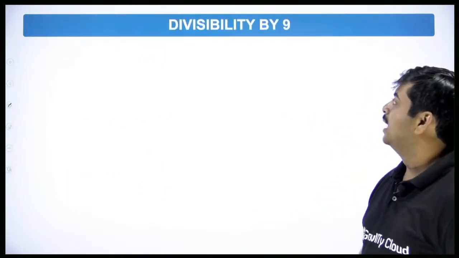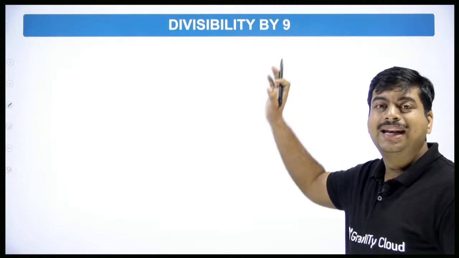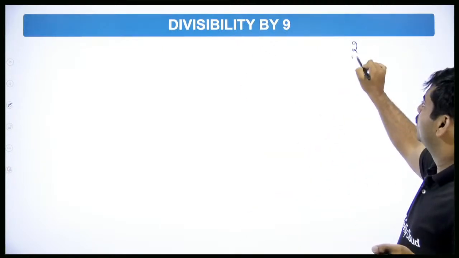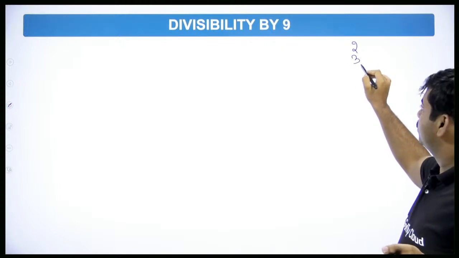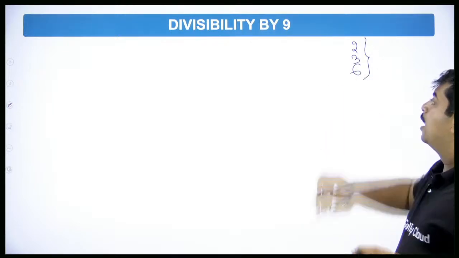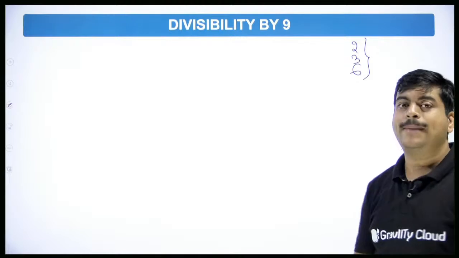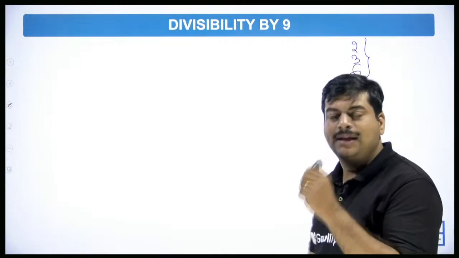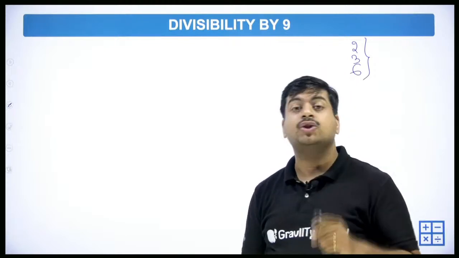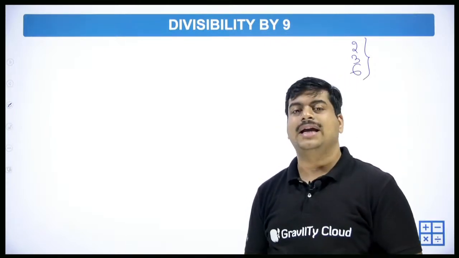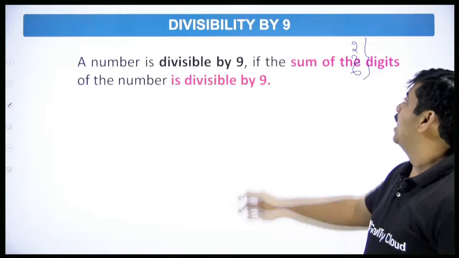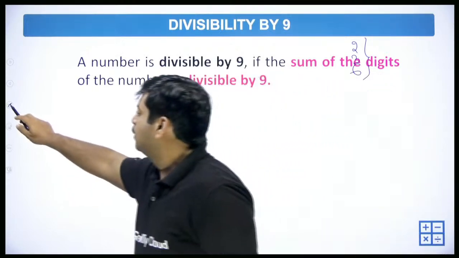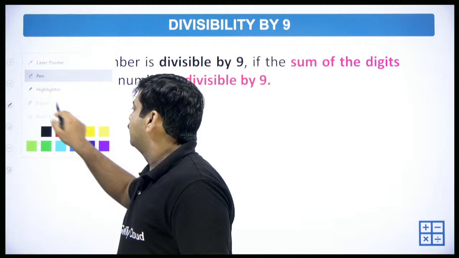Let's move ahead. Let's try to understand divisibility by 9. We discussed divisible by 2, by 3, and we also discussed by 6. Now, let us try to understand the divisibility by 9. Again, the same thing like 3. The sum of the digits should be a multiple of 9. A number is divisible by 9 if the sum of its digits is divisible by 9.